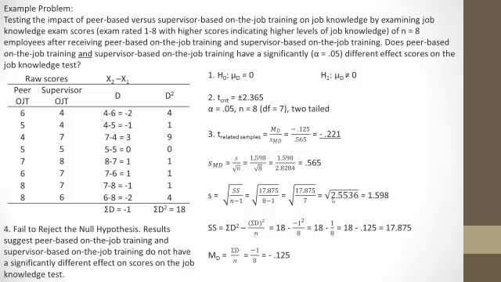17.875 divided by 7 gives you 2.5536. Take the square root of that, and you end up with the standard deviation of 1.598. So on average, the spread of the differences is 1.598. And if you look at that, you can kind of see that resulting here.